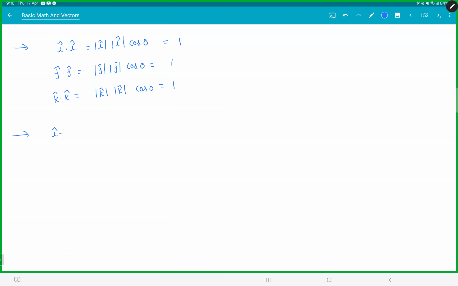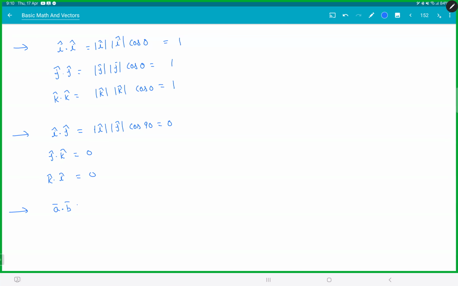Suppose if you do the opposite, I dot j, these are perpendicular vectors. I is x-axis, j is y-axis. So angle between them is 90. Cos 90, 0. If you do j dot k, 0. If you do k dot I, 0. So if you do like vectors I dot I, you get 1. If you do I dot j, you get 0.